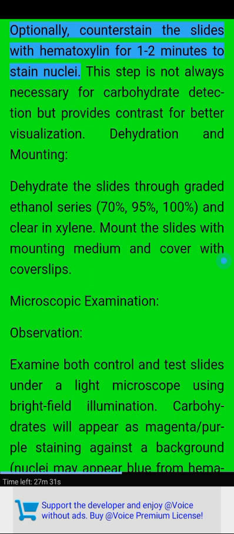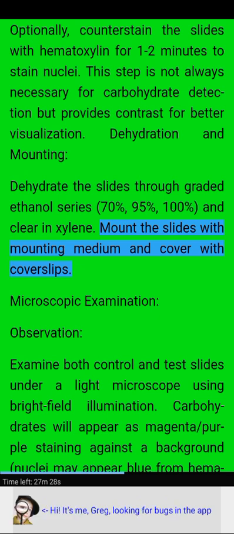Counterstaining. Optionally, counterstain the slides with hematoxylin for 1 to 2 minutes to stain nuclei. This step is not always necessary for carbohydrate detection but provides contrast for better visualization. Dehydration and mounting. Dehydrate the slides through graded ethanol series, 70%, 95%, 100%, and clear in xylene. Mount the slides with mounting medium and cover with cover slips.